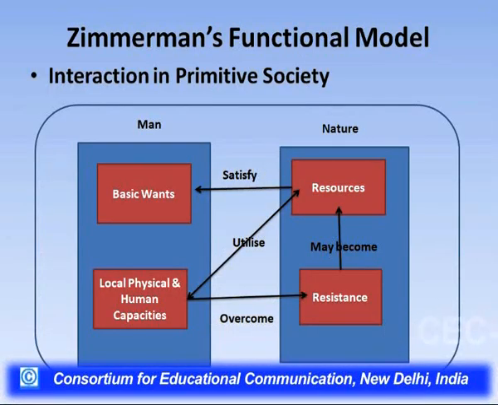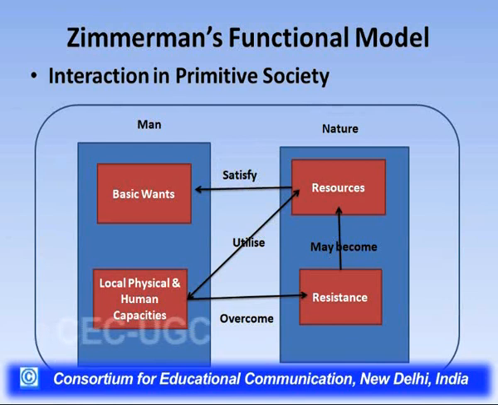So, Zimmerman, in the 30s, talked about a functional model of resources, and he talks about the interaction of man in a primitive society. According to him, man exists at two levels, one is the animal level and another is the super animal level. At the animal level, man belongs to the animal stage, part of the ecosystem without culture, and at that time man has basic wants, basic needs, local physical human capacity, not having cultural advantages.